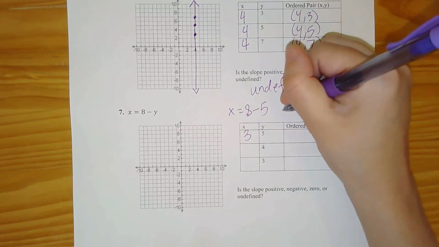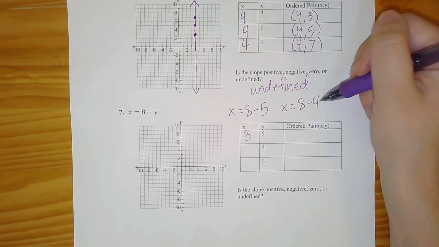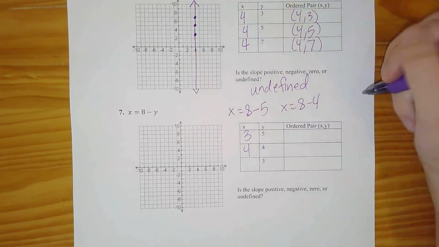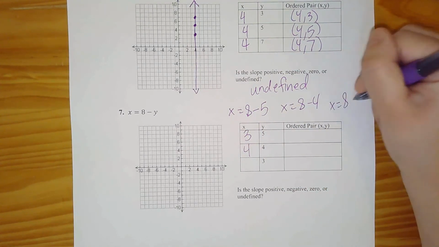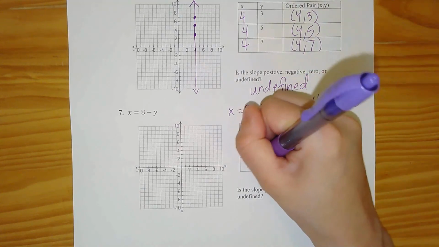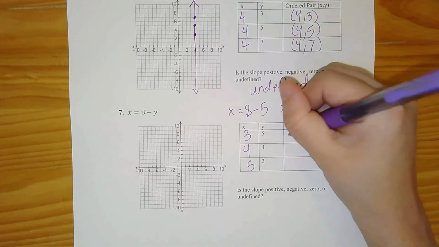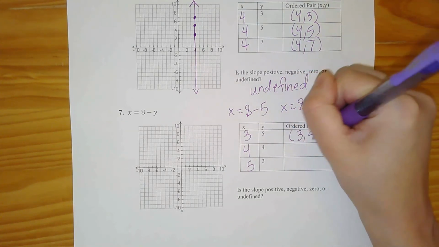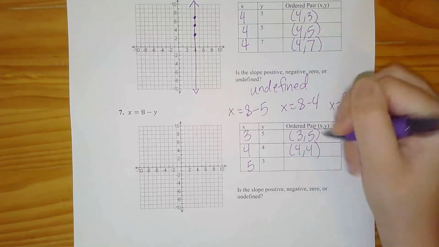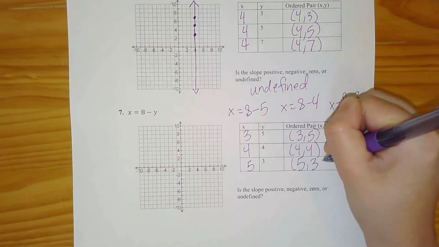What about for 4? I would have x equals 8 minus 4. 8 minus 4 is 4, so my x value would be 4 when y is 4. And for 3, I would have x equals 8 minus 3. 8 minus 3 is 5, so x would be 5. So my ordered pairs, when x is 3 and y is 5, my ordered pair is 3, 5. When x is 4 and y is 4, my ordered pair is 4, 4. And when x is 5 and y is 3, my ordered pair is 5, 3.